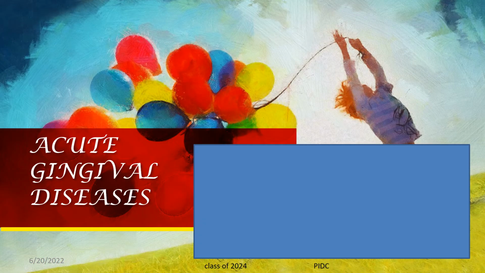Okay, moving on to the second part of the lecture, that is acute gingival diseases. From this lecture, we would expect you to name at least 5 acute conditions of gingival and periodontal disease, identify the etiology for each acute gingival disease, describe the clinical features of acute gingival disease, and categorize different treatment procedures for all acute conditions of gingival diseases.